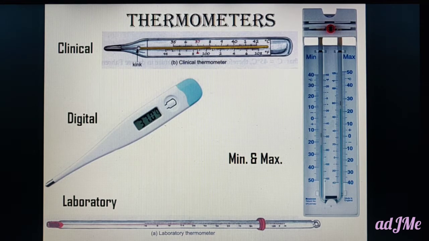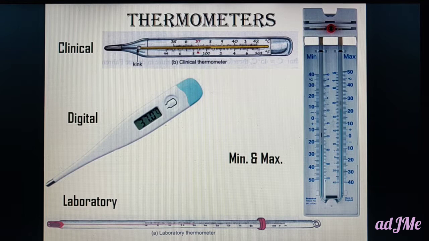Then at last, an updated form of clinical thermometer is none other than the digital thermometer, where we don't use any liquid at all. Last period we learned that in clinical thermometer, laboratory thermometer or minimum maximum thermometer, in all the thermometers we use either alcohol or mercury. But in digital thermometer, fully electronic devices will be present inside and no mercury is used.